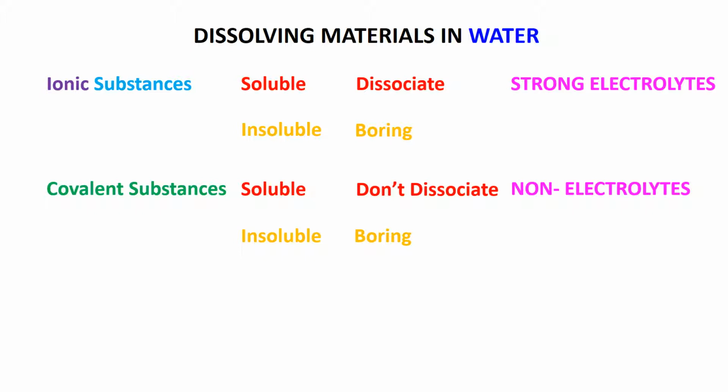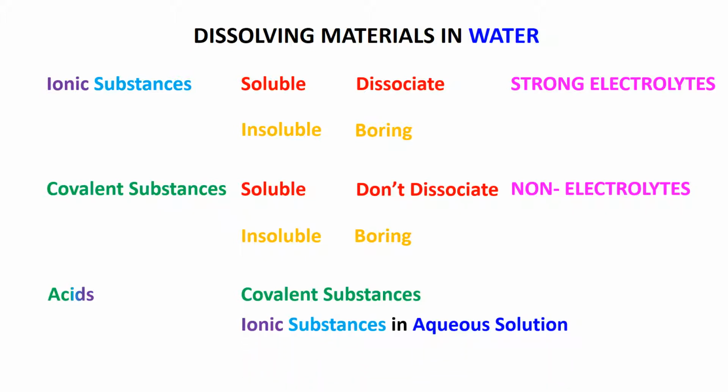Now, right at the end of this little sequence, we're going to introduce a type of substance that is a covalent molecule, but it behaves as if it were ionic when you put it in water. And these, at least at the level that we're talking about this term, are acids. Acids are covalent substances that behave in aqueous solution as if they were ionic substances.